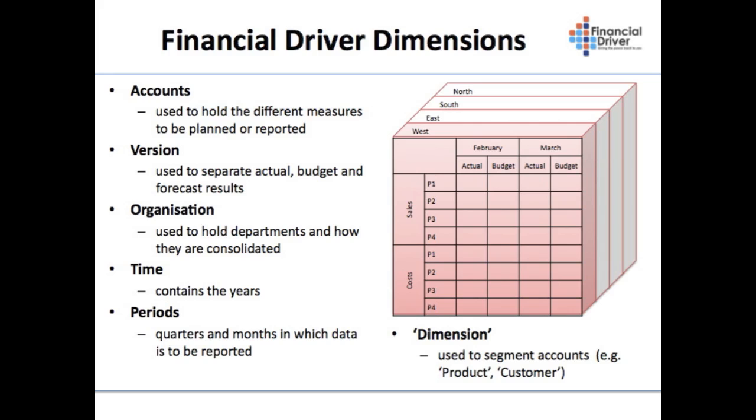Version is used to separate actual results from budgets and forecasts. And finally, we have an optional dimension that can be used to collect information such as sales by a further level of detail, for example by product or by customer.